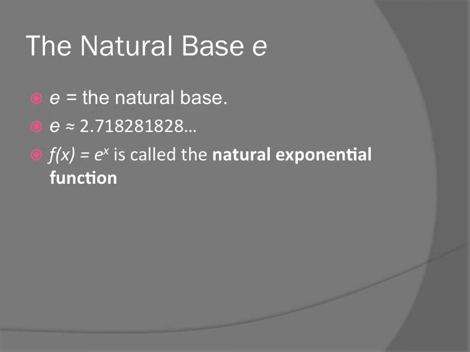Right, the natural base. E is a variable that represents a value that is 2.718281828, and so on and so forth. This is an irrational number, so it doesn't end. It's referred to as the natural base. When you put it in a function, it's called the natural exponential function. Eventually, we're going to deal with it in logs, and then it becomes the natural log. So your calculator has a button, probably the ln button, and above the ln button is your e to the x. You're going to need that one.